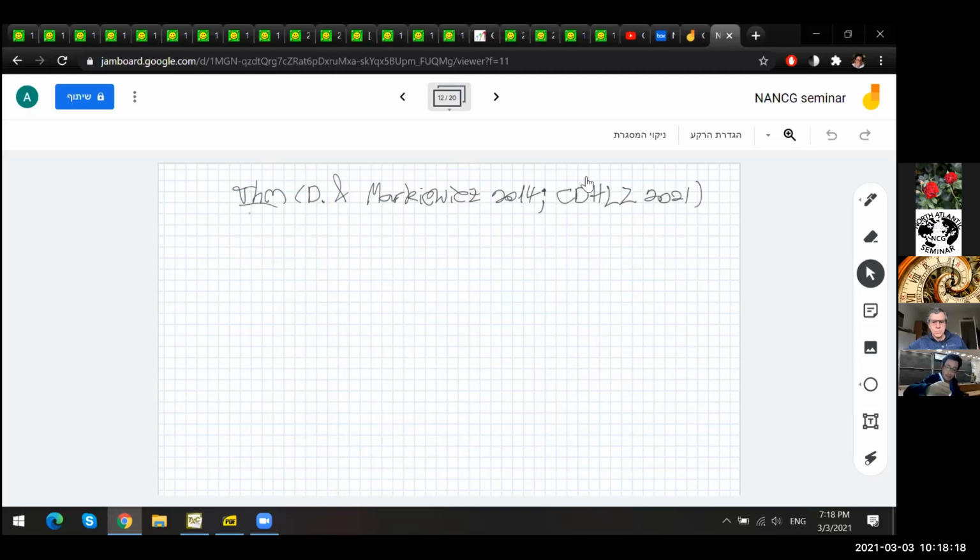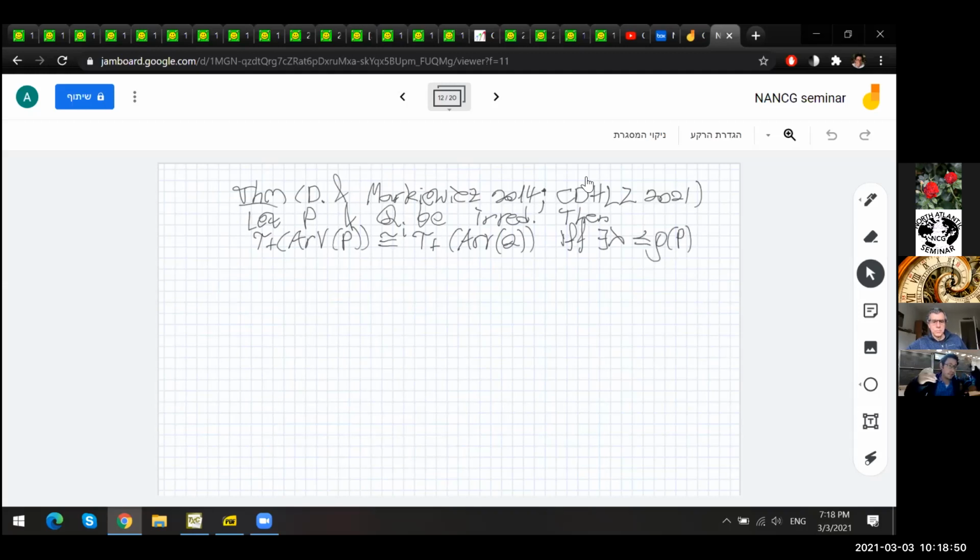Okay, so let P and Q be irreducible. Then the tensor algebras of these subproduct systems, one of P and one of Q, are isometrically isomorphic if and only if there exists some lambda less than or equal to the spectral radius of P and a lambda harmonic function h such that Q is the Doob transform of P by h.